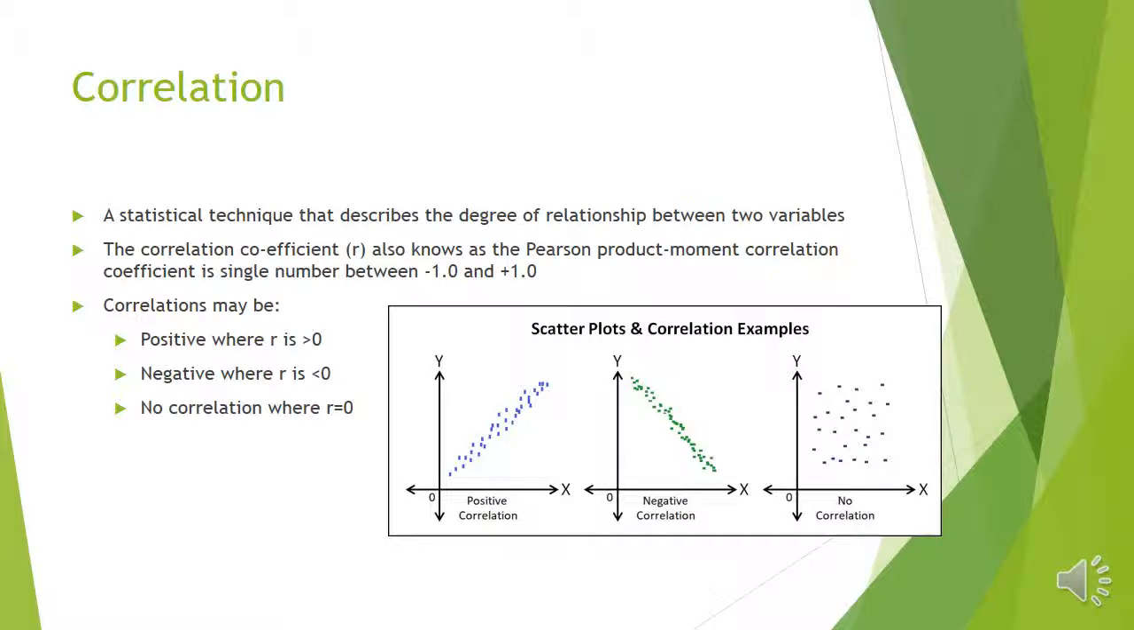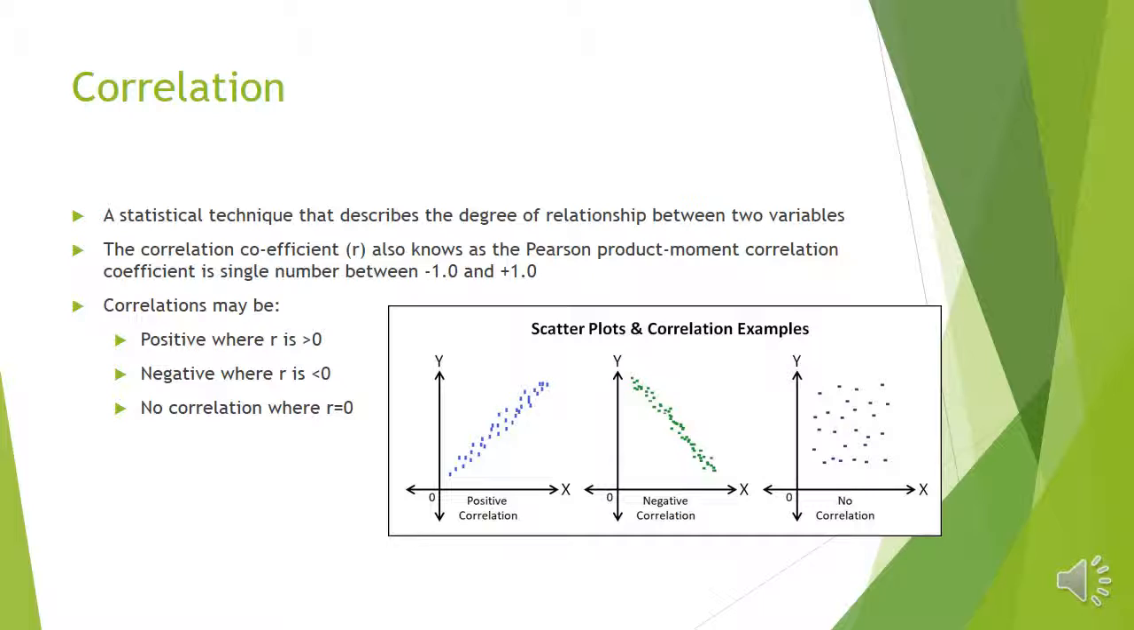Now, correlation can be defined as a statistical technique that describes the degree of relationship between two variables. Your correlation coefficient, usually prescribed as R, is also referred to as the Pearson product moment correlation coefficient, and this is represented as a single number between -1 and +1. Your correlations may be either positive, where your coefficient is greater than zero, negative, where it is less than zero, or there can be no correlation where R is equal to zero.